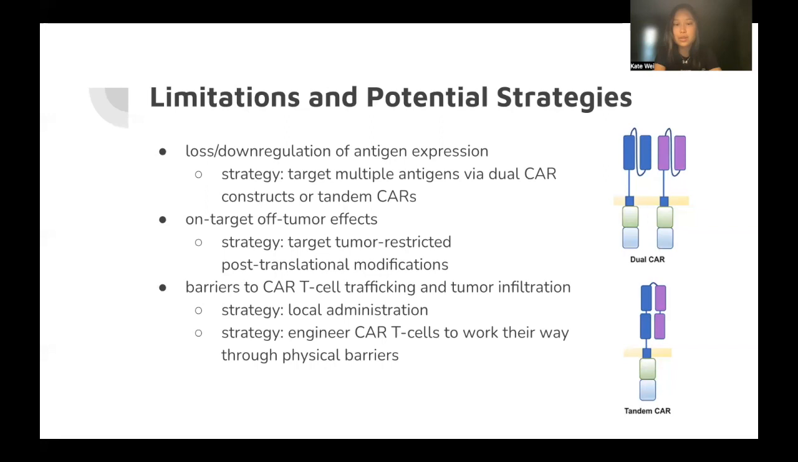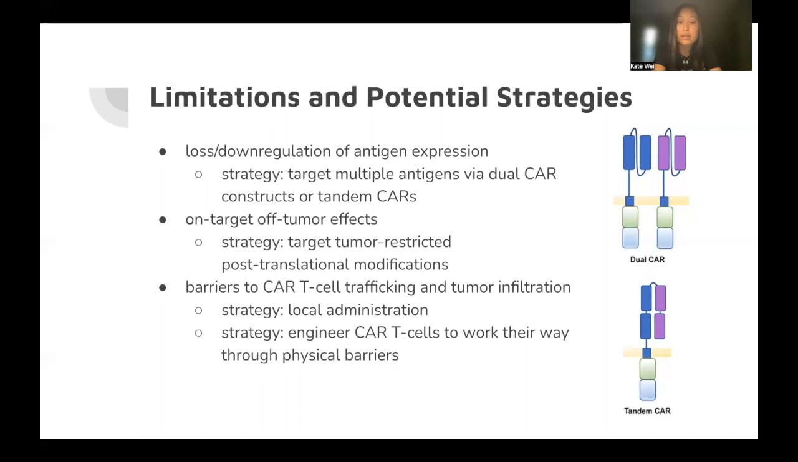CAR T-cells are also limited by the immunosuppressive tumor microenvironment and physical tumor barriers that prevent CAR T-cells from trafficking to and infiltrating solid tumors. One strategy to overcome these limitations is using local administration, eliminating the need for CAR T-cells to traffic to disease sites through the bloodstream.